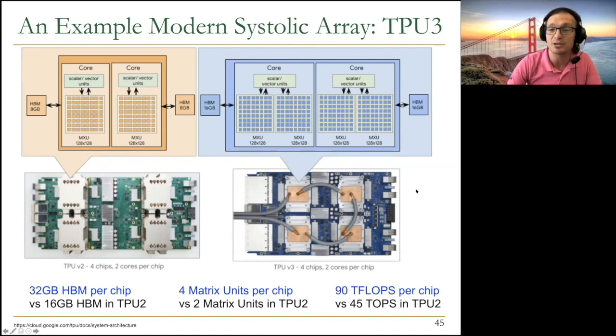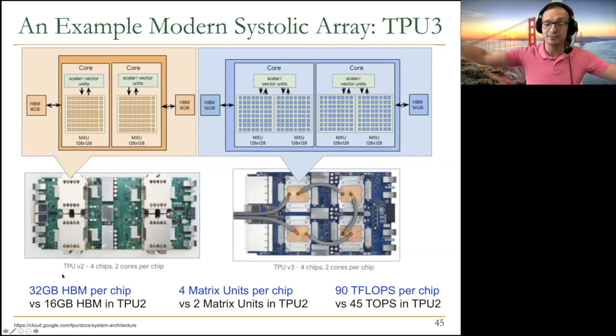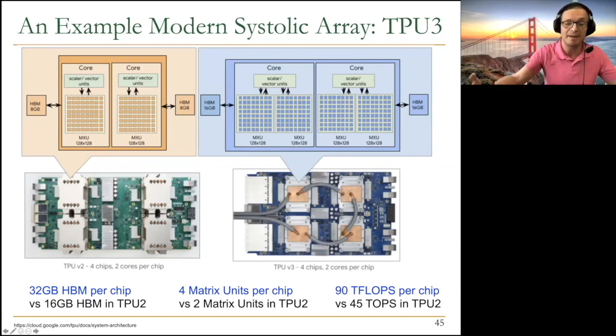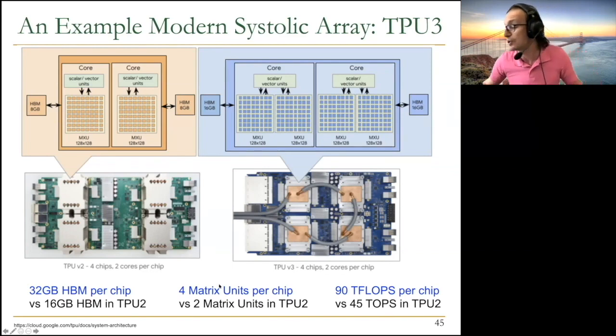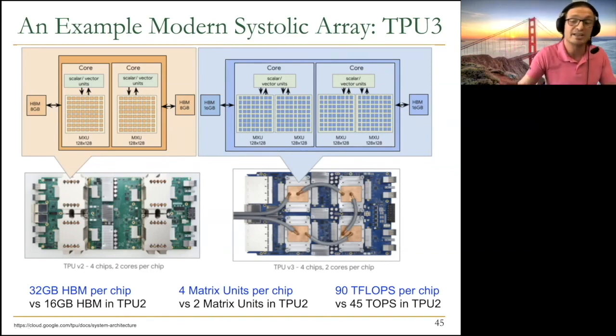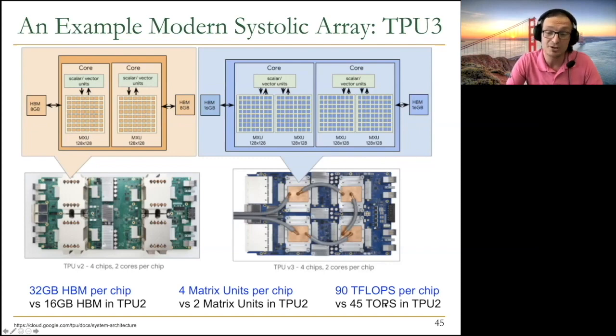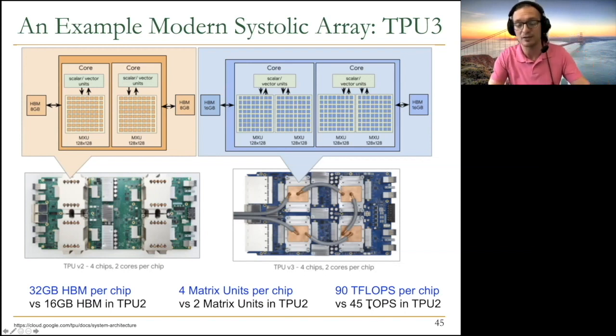But if you look at a TPU3, which was more recently released, now the memory becomes bigger because they need to deal with larger and larger data sets, and they need higher bandwidth. So per chip, they have even higher bandwidth memory. They have more matrix units per chip as opposed to 2. Matrix unit is essentially the systolic part. That's the systolic matrix multiplication unit. And as you can see, they can do 90 teraflops per chip as opposed to 45 teraops. This should be teraflops, actually. We will correct that. It should be teraflops in TPU2 also.